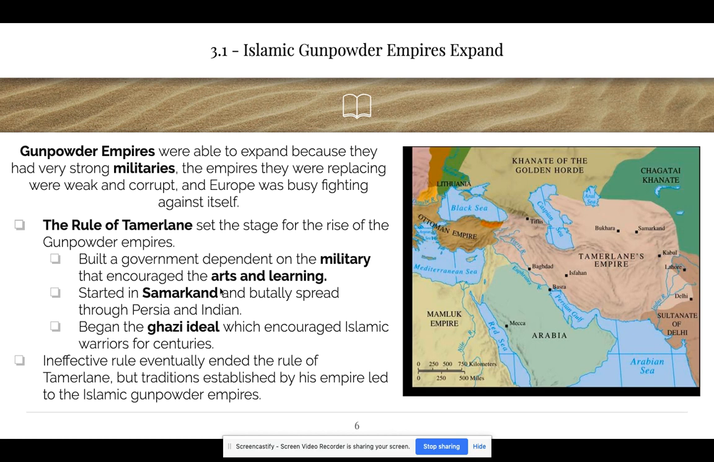They relied heavily on the military, but he encouraged art and learning. It started in Samarkand, which you should remember from the Silk Road was a trading city, and began this Ghazi ideal, which has influenced Muslim warrior class cultures for a long time, and it created a huge amount of loyalty to the state. So he expanded very quickly out of Samarkand, but he didn't set up a ruler to come after him. So there was ineffective rule, which sort of ended Tamerlane's empire. But it's significant because it established all of these traditions that gunpowder empires carried on.